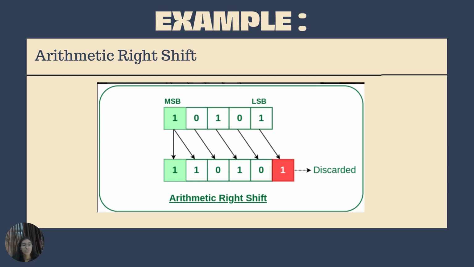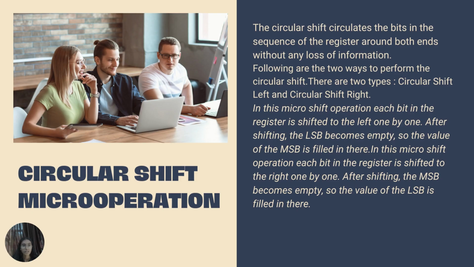Let us move to circular microoperations. Now, what are circular microoperations? Circular shift circulates the bits in a sequence of a register around both ends without any loss of information. As we see, in logical and arithmetic shifts there is loss of information; the last bit is discarded. In circular shift there is no loss of information. The following are the two ways to perform circular shift: circular shift right and circular shift left.